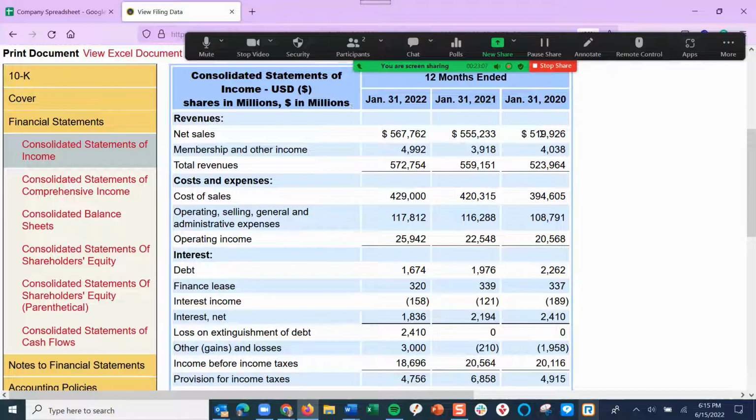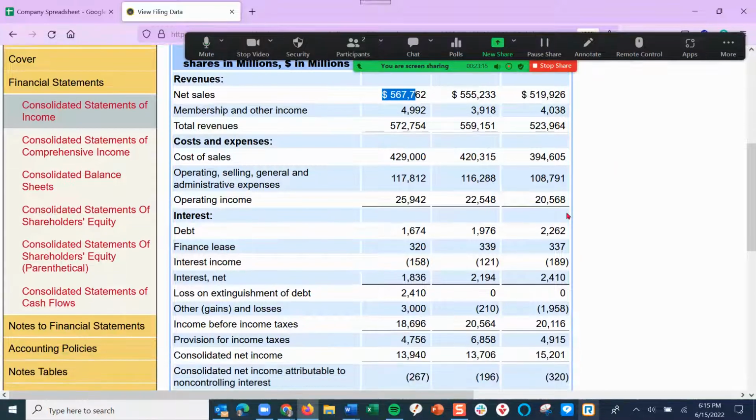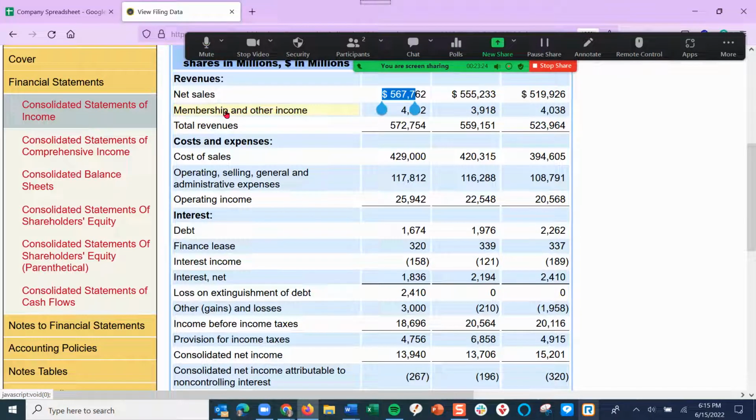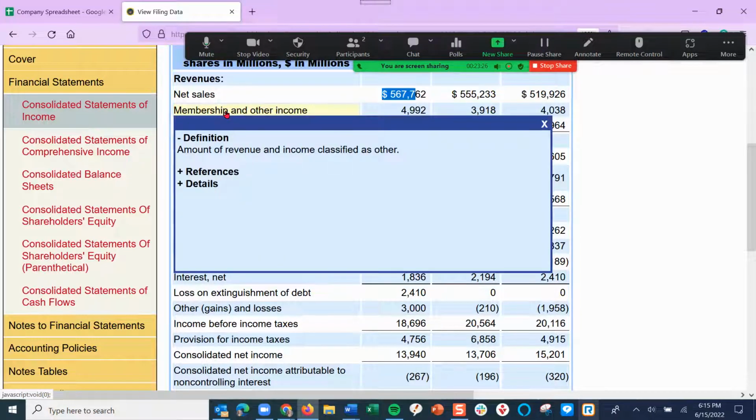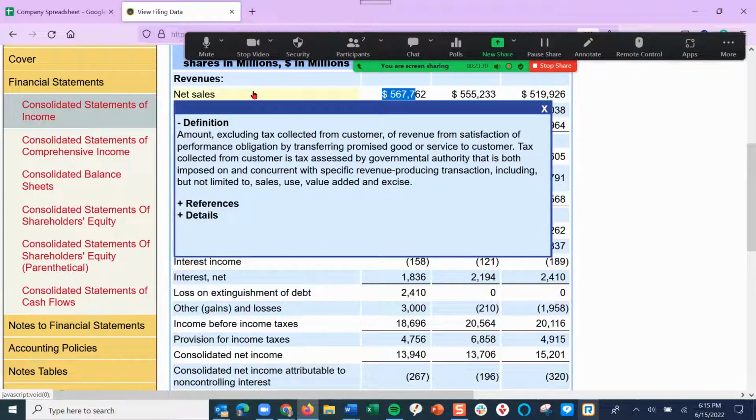So I'm looking at $500 billion in sales. And look at the trend. We go from 520 roughly to 555 to 568. We've got increasing sales revenue over 3 years. They have membership income and a total revenue amount here. 523, 559 membership. Oh yeah, Sam's Club. They own Sam's Club. That's kind of interesting. I click on actually what this is. Amount of revenue and income classified as other. They give you some more details as you look at the subcategories.